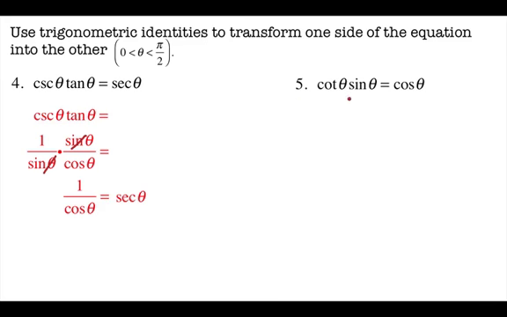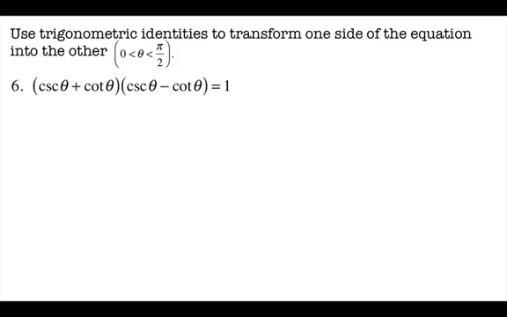Number 5, same thing. Show that one side is equal to the other. The left side is more complicated, so I'm going to start working on that side. I work on the left side. These are the quotient identities. I leave this alone. What happens here? This cancels out. I'm done. Moving on to the next slide.